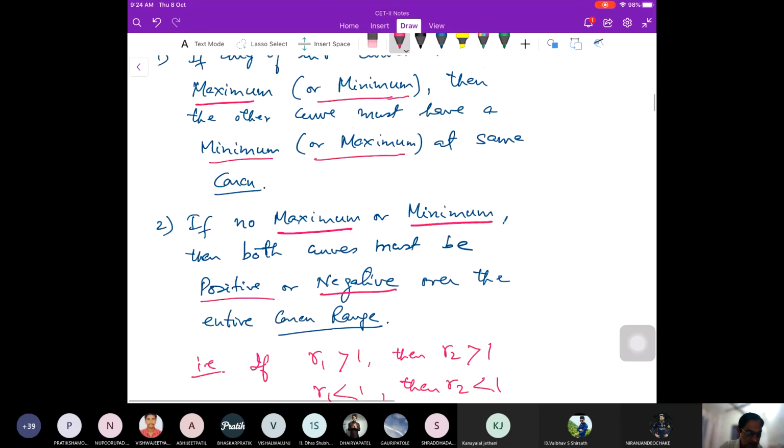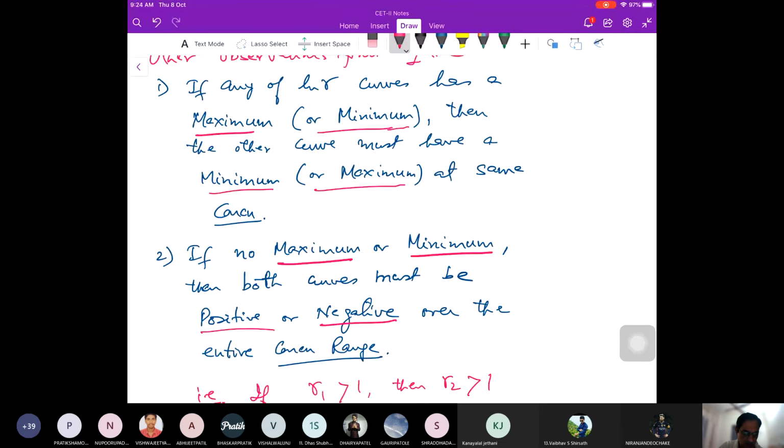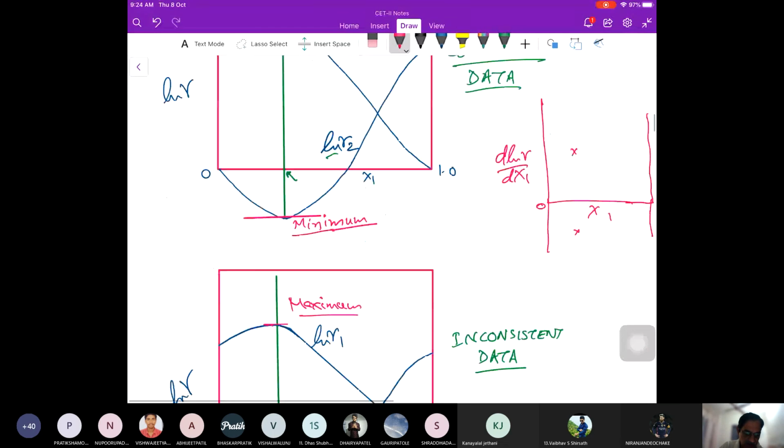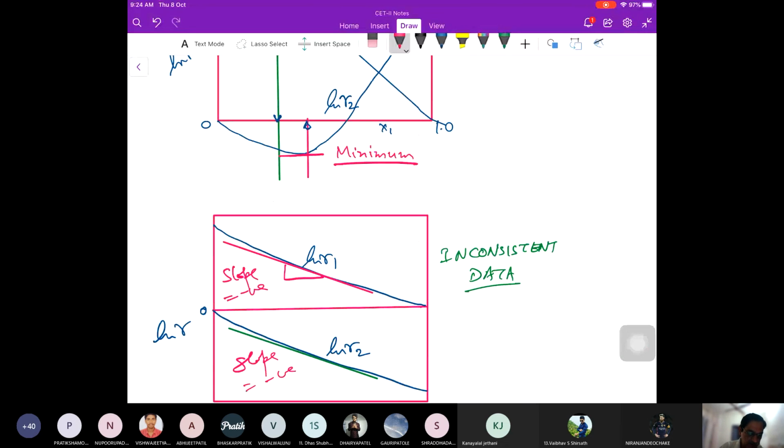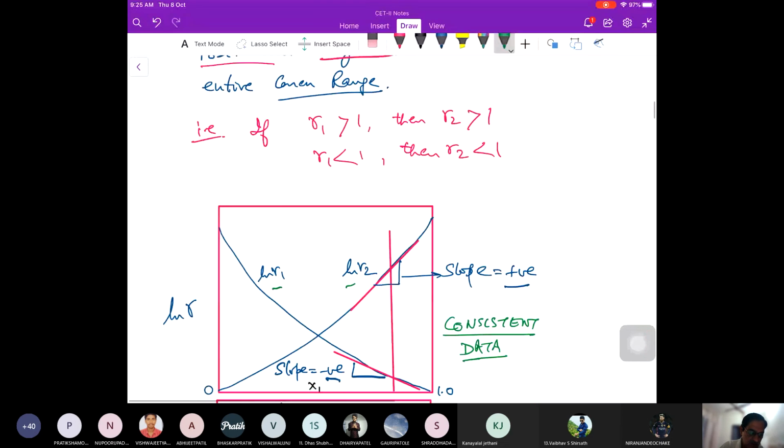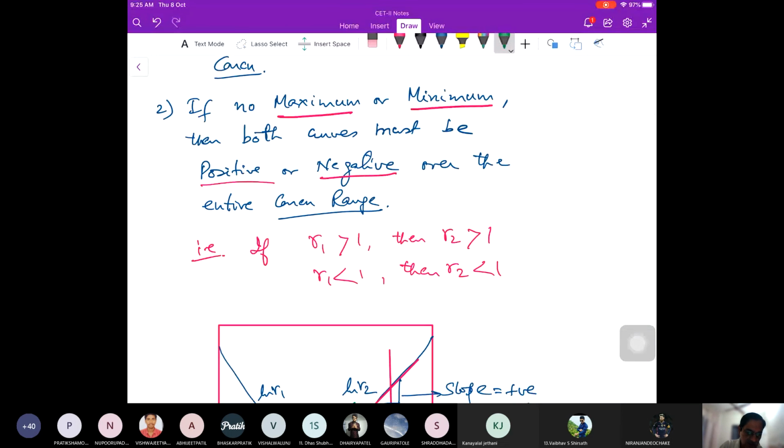The other condition is if there is no maximum or minimum, both curves must be positive or negative over the entire range. Right? ऐसा जैसे ये देखा हमने, right? यहाँ पर this is positive and this is negative, right? That is second condition यहाँ पर जो आ रहा है. If no maximum or minimum, then both curves must be positive or negative over the entire range. ऐसा नहीं है कि एक positive है एक negative.